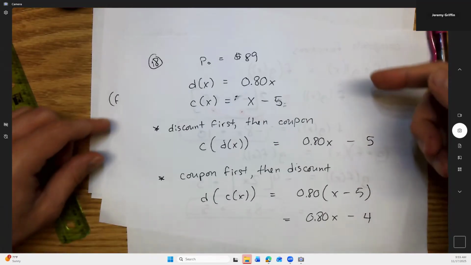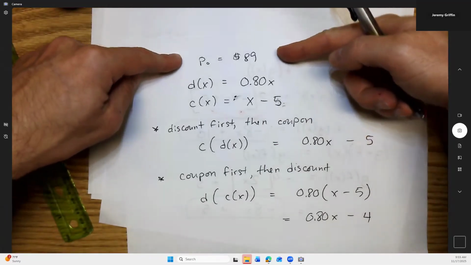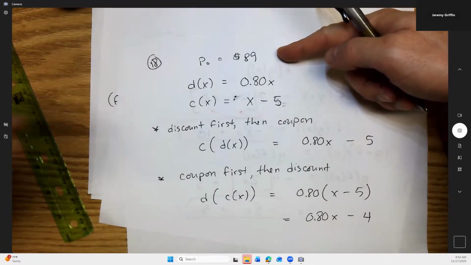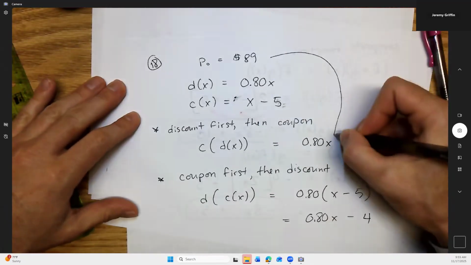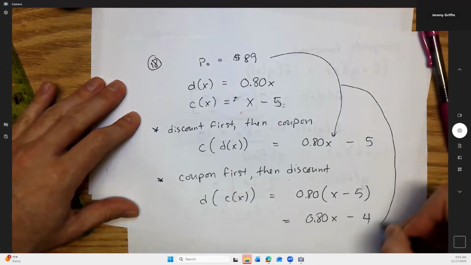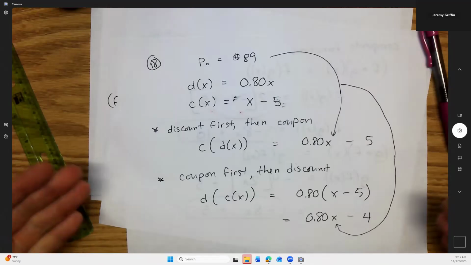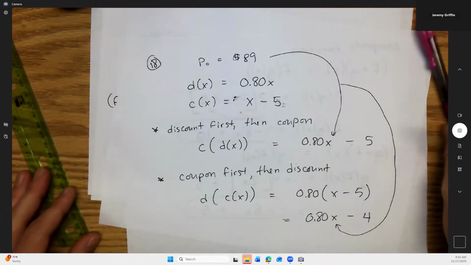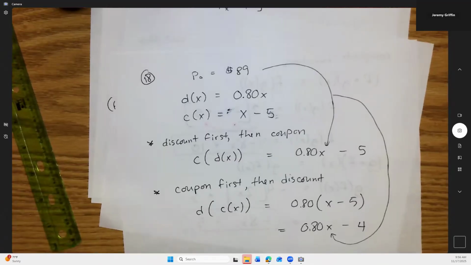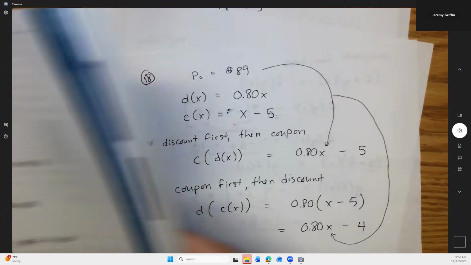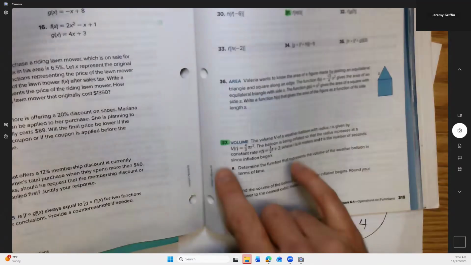So then you can take whatever the list price is. They said that $89 was the original value. That takes the place of this x here. Then you can figure out how much you would pay for that pair of shoes in this case. That's it. And then you can compare. What should I do first? Should I do this first, that first? And I'll do one more with you guys here, which is 37.